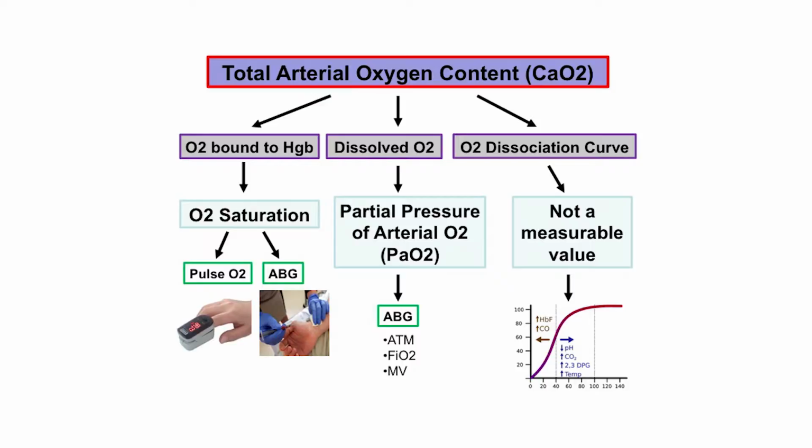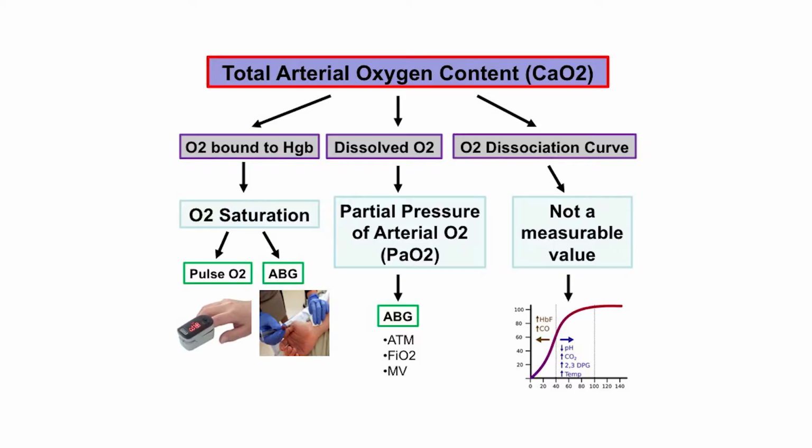And if I were to ask you what things influence the partial pressure of arterial oxygen, there's always going to be 3. What are those 3 things? Number 1, atmospheric pressure. Number 2, FiO2. And what's going to be number 3? When you're hyper or hypoventilating. Those are the only 3 things that could influence the partial pressure of arterial oxygen.